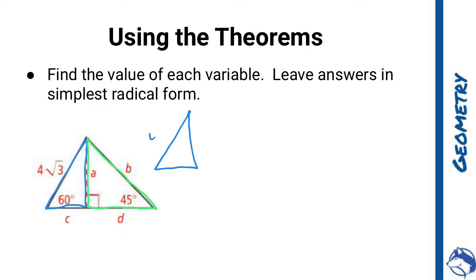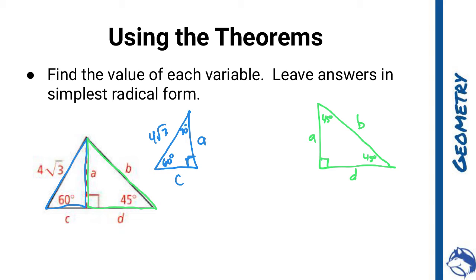So here's my blue one. And I'm going to write in the pieces. So this is 4 square root of 3. This was my right angle. This was labeled A and that was labeled C. And that's 60 degrees. So then I'm going to go ahead and do my green triangle. That's my right angle, 45, 45. And then this was A, B, and D. So for the blue one, I think I'm going to do that one first because I actually have a measurement there that I can go off of.